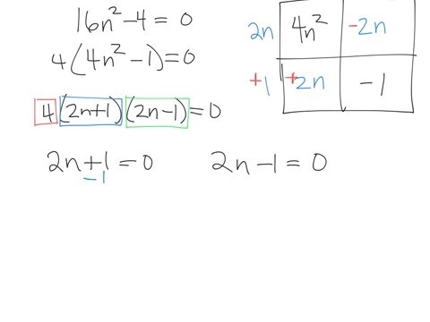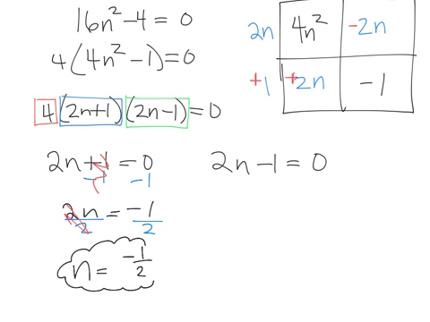So now we're going to use our algebra to solve both of these equations. So we're going to subtract by 1. The 1's cancel. So you end up with 2n is equal to negative 1. And we're going to divide by 2. The 2's cancel. So you end up with n is equal to negative 1/2. There's one possible solution.